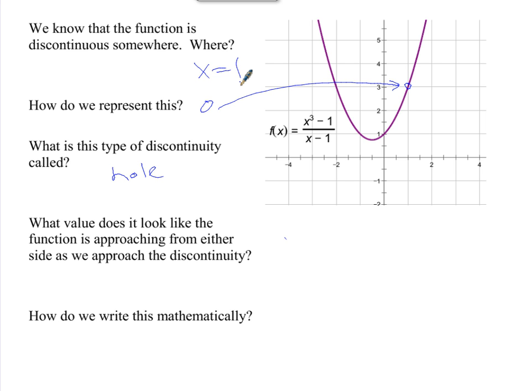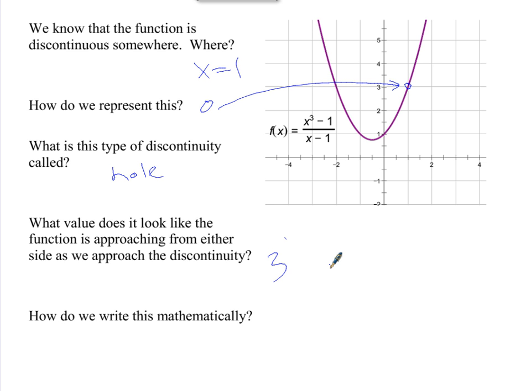It sort of looks like the function should be 3 when x is 1. So we could maybe say the function is 3 when x is 1, even though we know it's not. So we're going to write 3 here. How do we write this mathematically? Well, I need to talk about that for a second here.